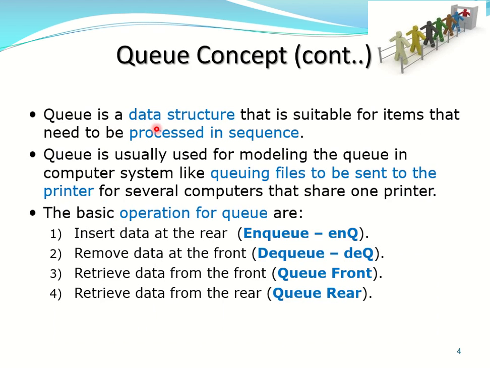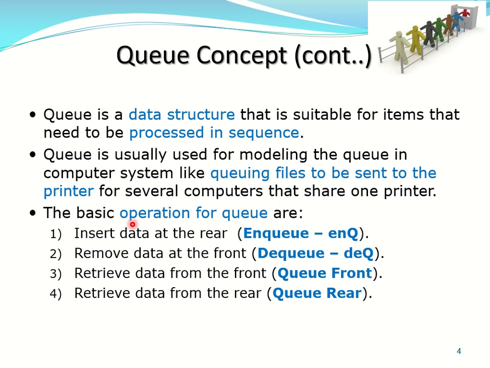So queue is a data structure that is suitable for items that need to be processed in sequence. For example here, like queuing files to be sent to the printer. So when you send all the documents into a printer, the printer will do it as a list, where the document that comes first will be printed first.